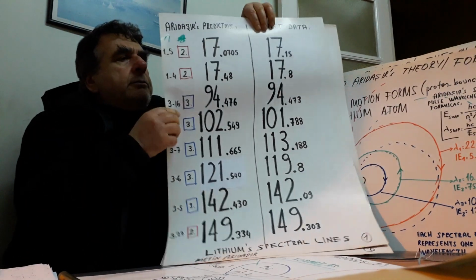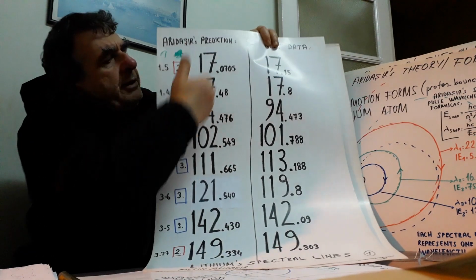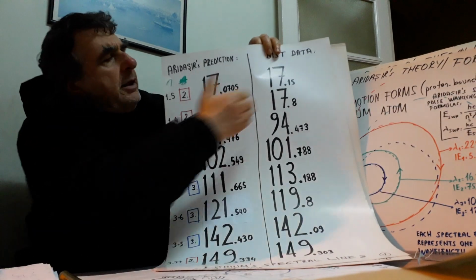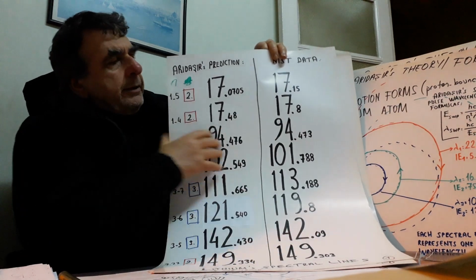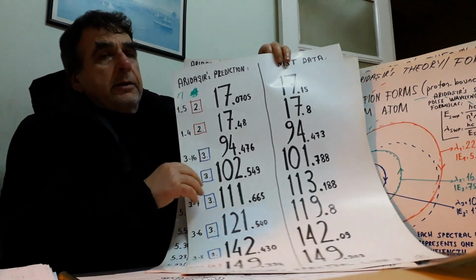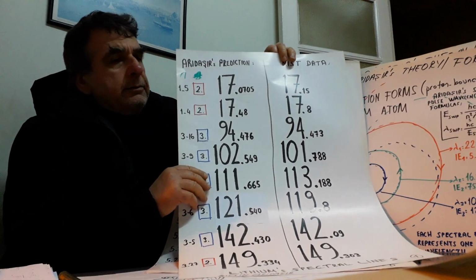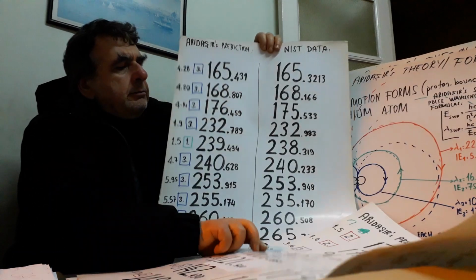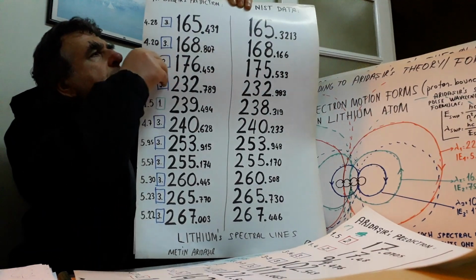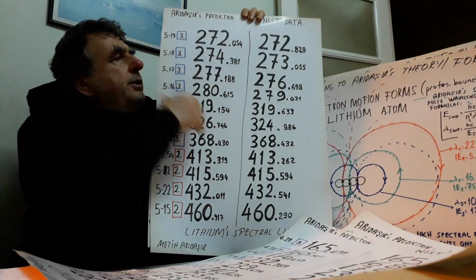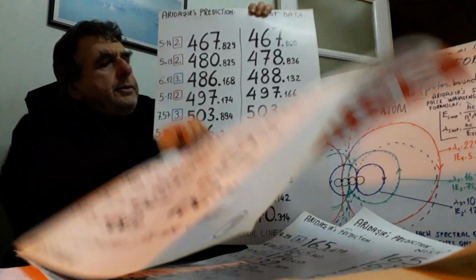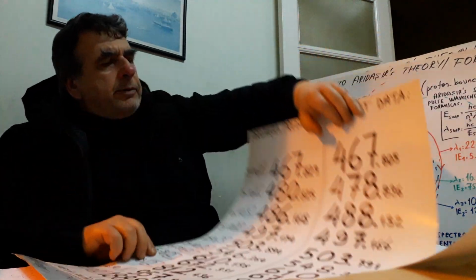Again, 1. Left side, my prediction, right side, NIST data. You can compare. Line by line, my theory is valid, proven. 1, here, second page, here, third page, here, fourth page. Line by line, I predicted. Then, here, details, okay.